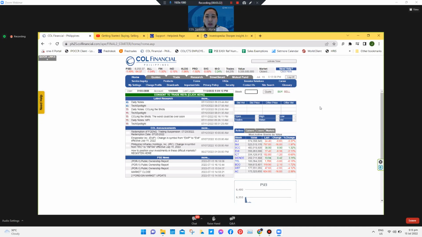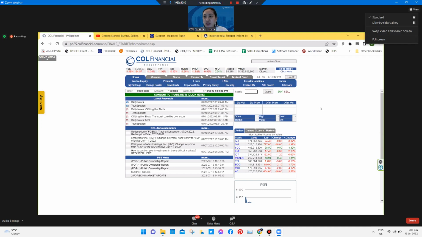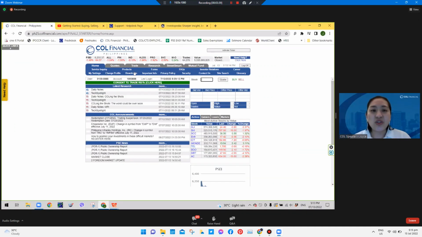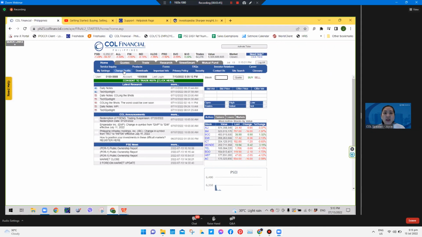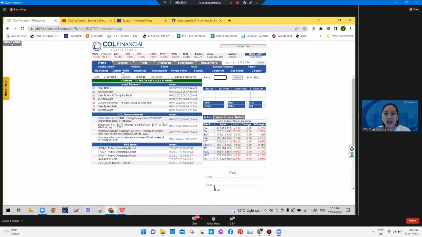Once you log in, the first thing you will see is the home page. I do know it is quite overwhelming, but don't worry about that. First things first, if it's your first time to log in, you would need to change your password first. You just need to click change profile here, change that password to something personal to you, and then try to re-log in again.